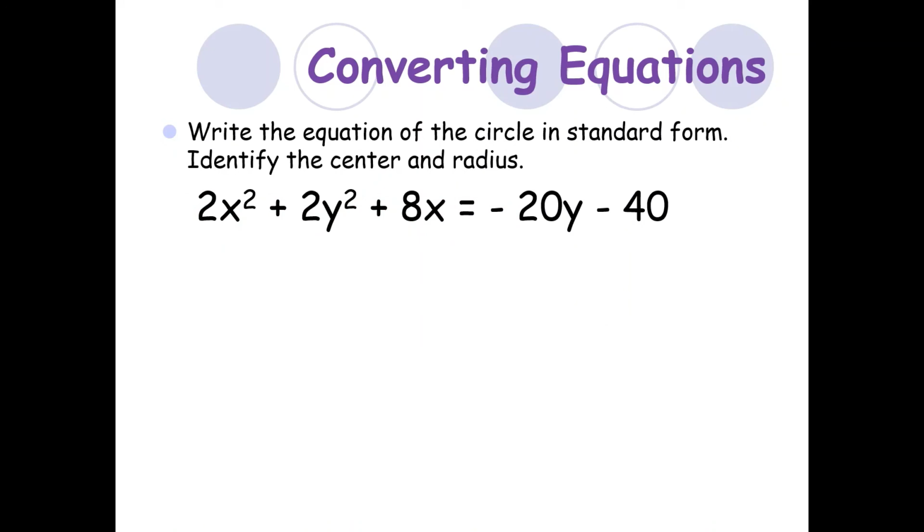The difference with this one is that I have coefficients in front of the x squared and y squared. With coefficients in front of the x squared and y squared, the completing the square process does not work. You cannot do it with coefficients on those squared terms. So I'm just simply going to start by dividing the whole equation by 2.